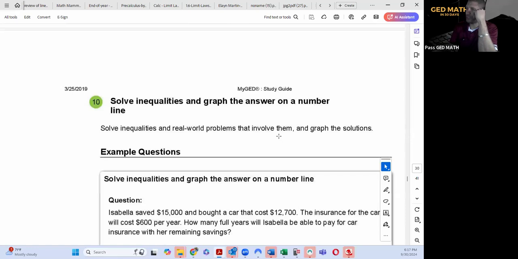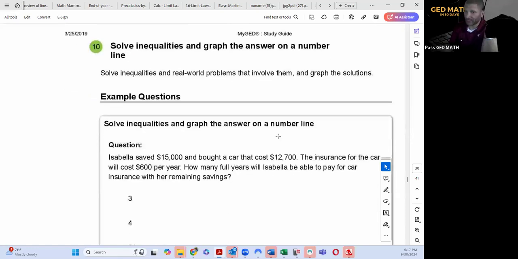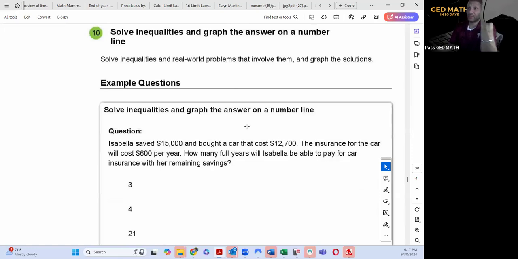An inequality is like a linear equation. It just has multiple solutions. This says solve inequalities in real world problems. When you read this: Isabella saved 15,000 for a car that costs 12,700. Insurance for the car costs 600 per year. How many full years will Isabella be able to pay for car insurance with the remaining savings?